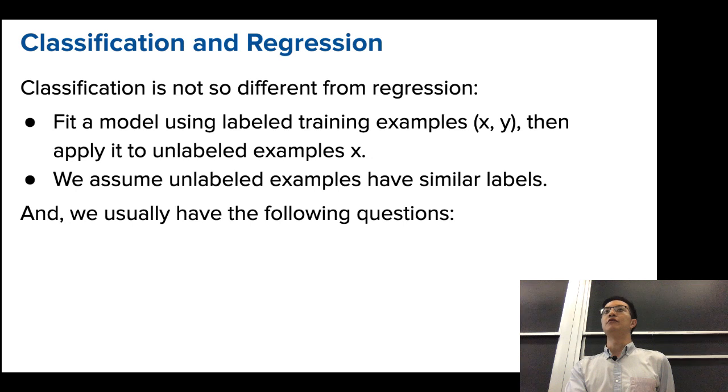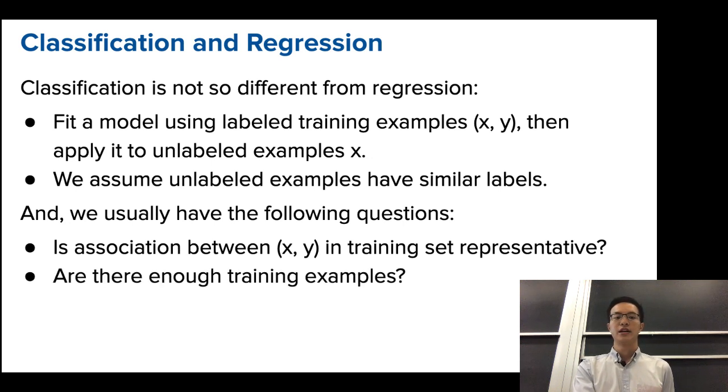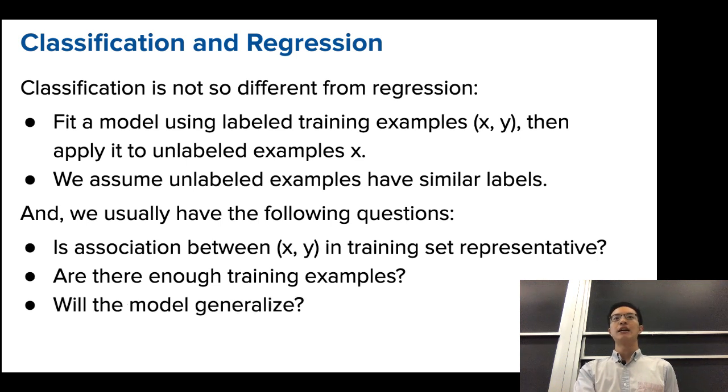After we fit a model, we usually have the following questions. We want to know whether the association between X and Y in the training data is representative. We want to know whether we have enough training data to begin with, or whether we should collect more. And perhaps most importantly, we want to know whether our model would generalize, whether it would make accurate predictions about data that we haven't seen before.